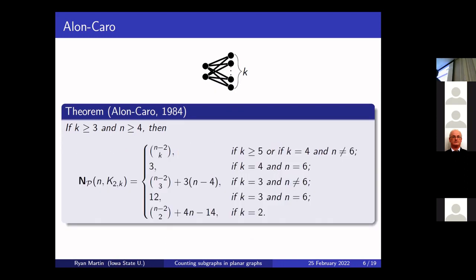Then they decided, well, we got K1,k, what about K2,k? And this theorem looks really complicated. But for my selfish purposes, if I say I only care about large enough n, then the first line and the third line and the last line are the ones that I care about, if you fix k and let n go to infinity. But there are several interesting configurations, which I really won't discuss, that happen if n is small. So some things are allowed to happen when n is small that don't happen when n gets larger.